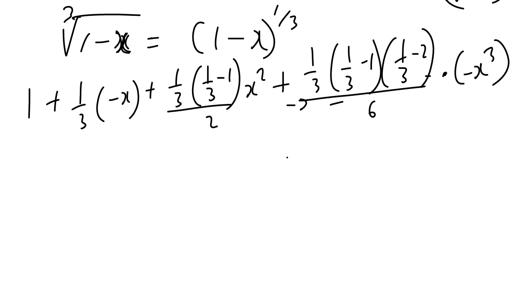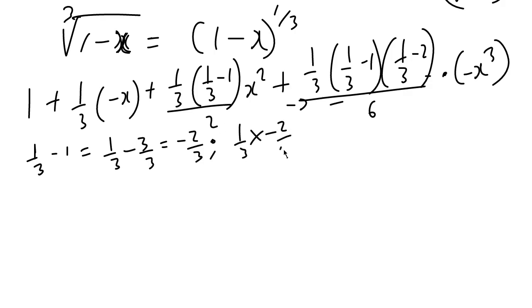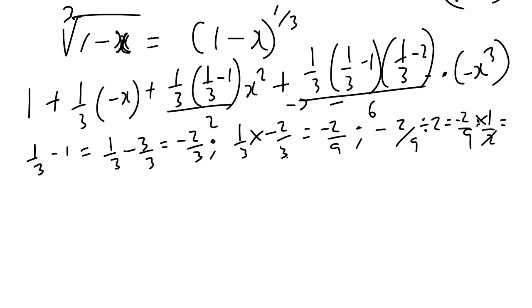So with that now, let's simplify this part. 1 over 3 minus 1 is 1 over 3 minus 3 over 3, which is negative 2 over 3. Right? And then, remember, we have another 1 over 3 at the back. So that's 1 over 3 times negative 2 over 3, which is negative 2 over 9. And then there's a 2 under, right? So negative 2 over 9 divided by 2 is negative 2 over 9 times 1 over 2. This cancels this, so we are left with negative 1 over 9. Do you agree?